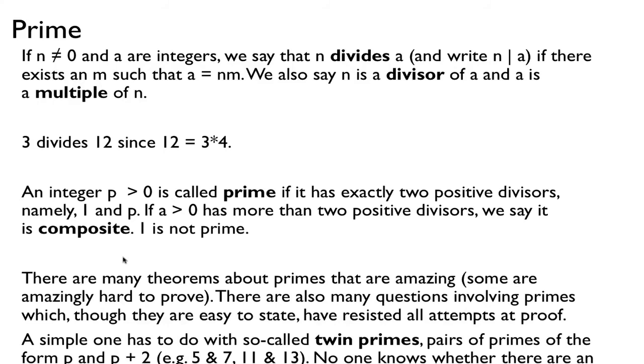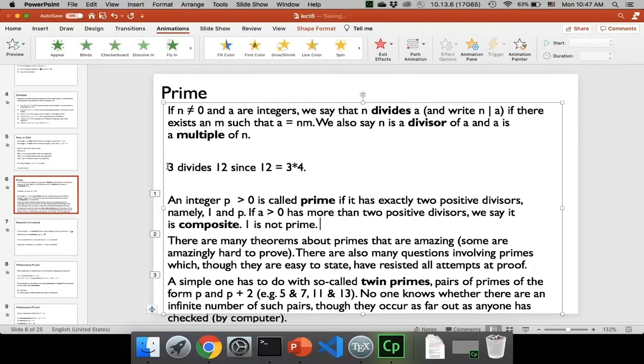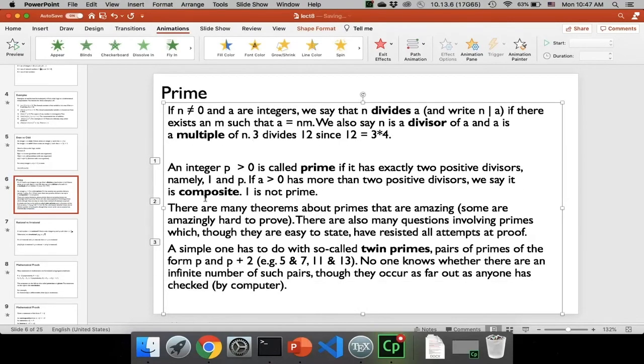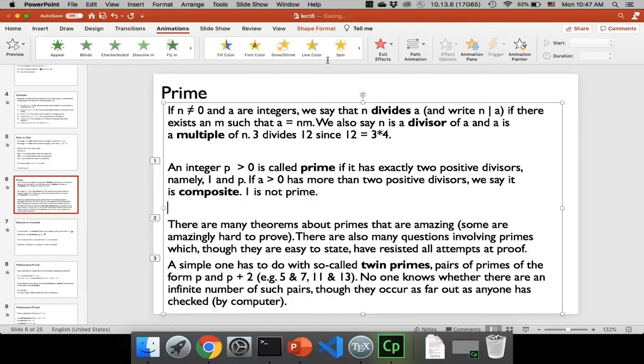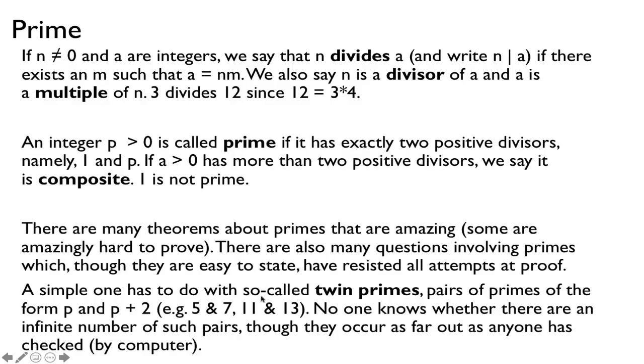But it says that there are twin primes, which are basically primes that are consecutive, in the form p and p plus 2. For example, 5 and 7 are twin primes. They're next to each other. 11 and 13. And the conjecture says that there are an infinite number of these. So let me move this up so you can see the rest of that. The conjecture says that there's actually an infinite number of these twin primes, but no one has been able to prove it. Computers have been able to check a lot of numbers up to a very high value, but we still don't have a proof of this conjecture.